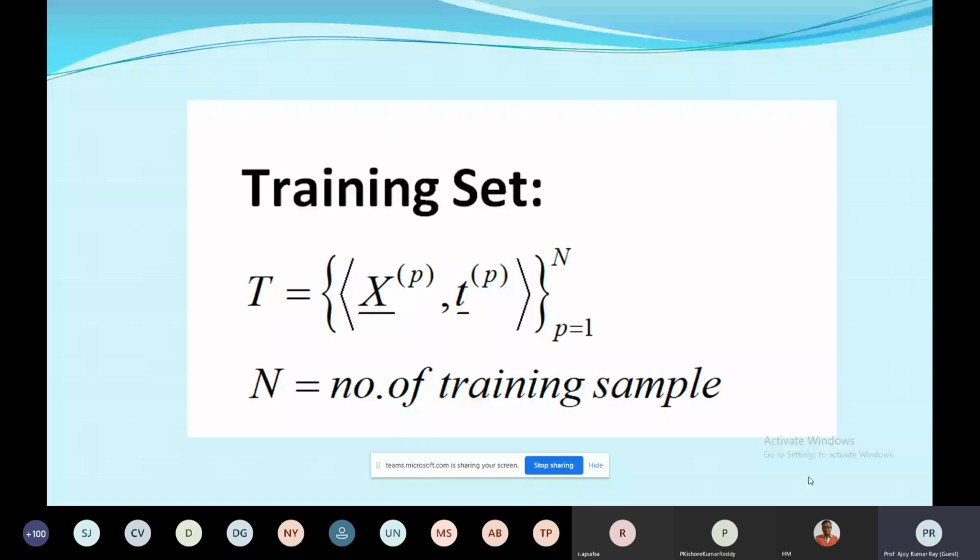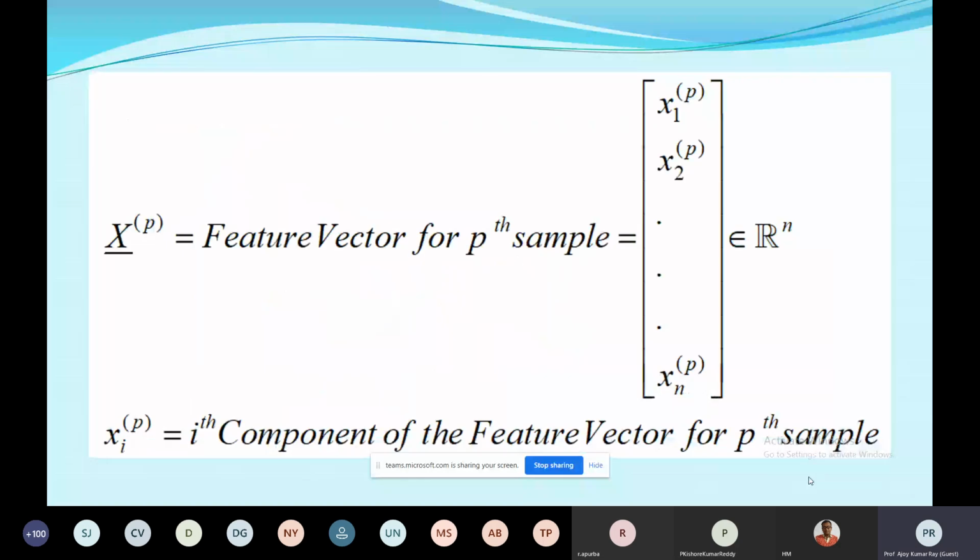So this is a feature vector. These are the pth sample feature vector. How many features are there? N features, x1, x2, xn. And the superscript p means this is the pth sample. So X^p is the feature vector for the pth sample, and the ith component of the feature vector will be x_i^p. The subscript is the ith component.